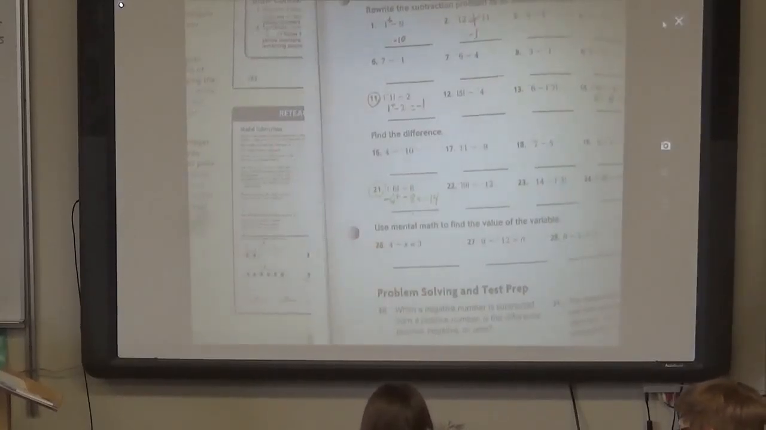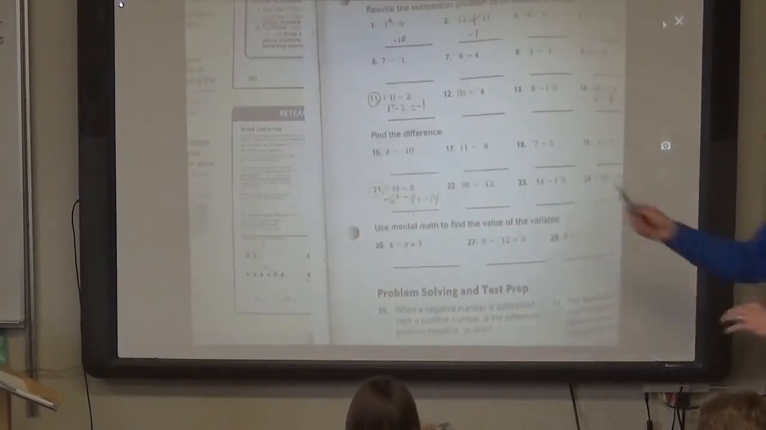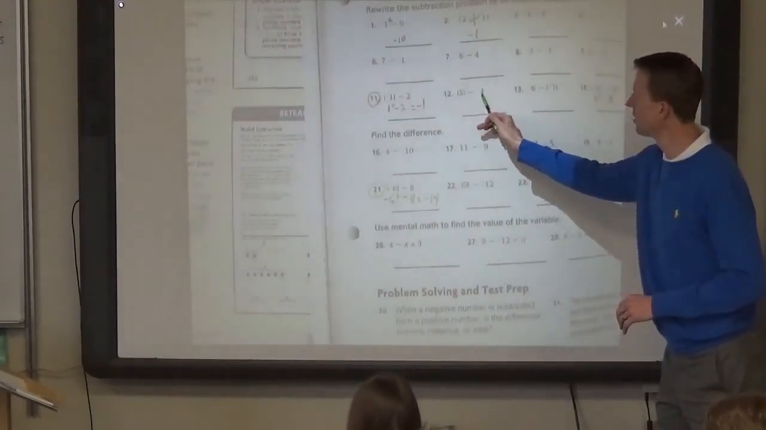You can do number 12. Yep, connect the negative signs. The absolute value of 5 is 5. So it stays 5, and it'd be 5 plus 4. Yep. So that'd be just 5 plus 4.